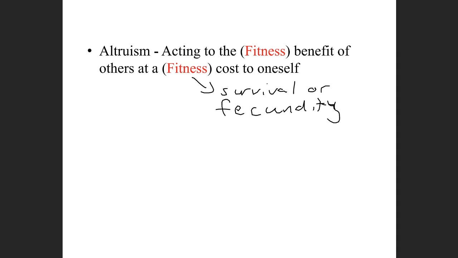So this is in contrast to psychological altruism, where you're doing something not because it provides you a certain reward. Psychological altruism is kind of like an infinite loop that's hard to define or measure. This should be a little bit easier to measure. So you're increasing the survival or fecundity of another individual, and that also has to incur a cost to yourself.